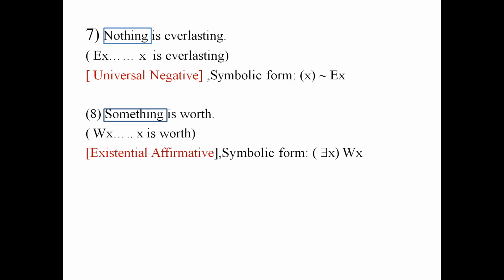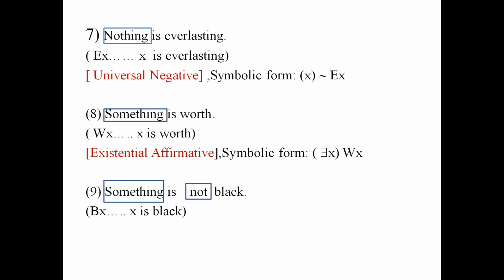Then nine. Something is not black. Here something and not are used, so it is existential negative with one property. So existential quantifier curl phi x. Instead of phi you are going to write capital B, the predicate constant. So you will read it as: there is at least one x such that x is not black. So existential quantifier curl Bx.